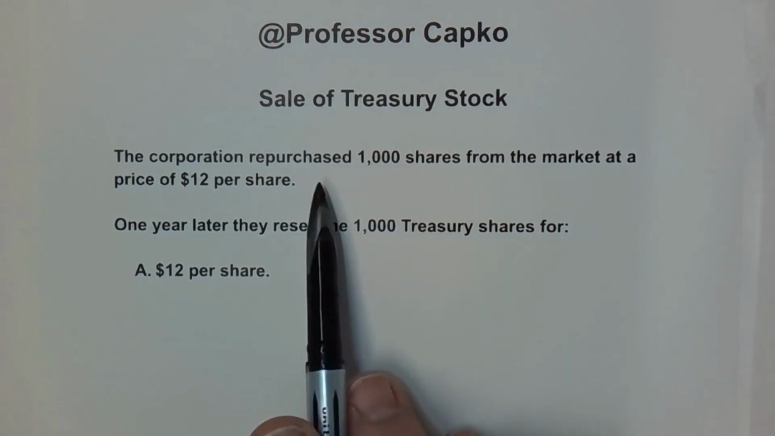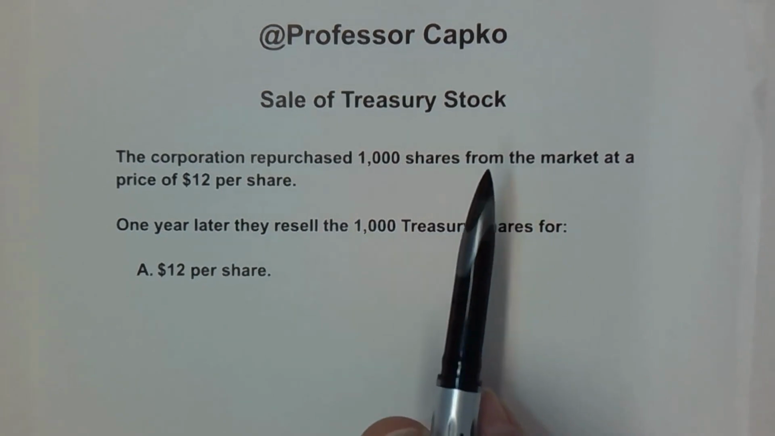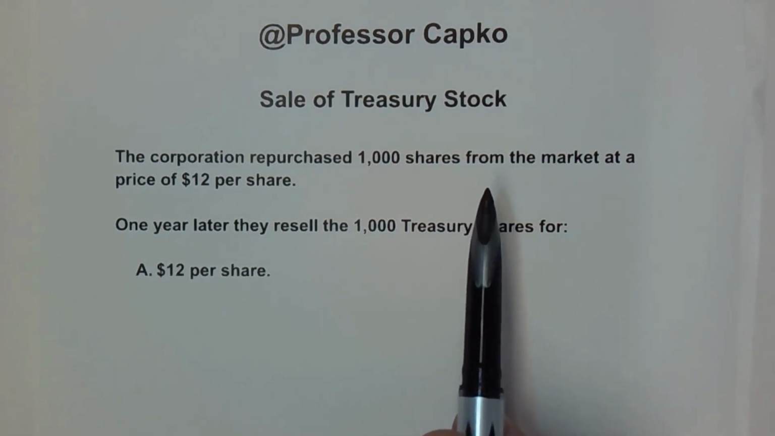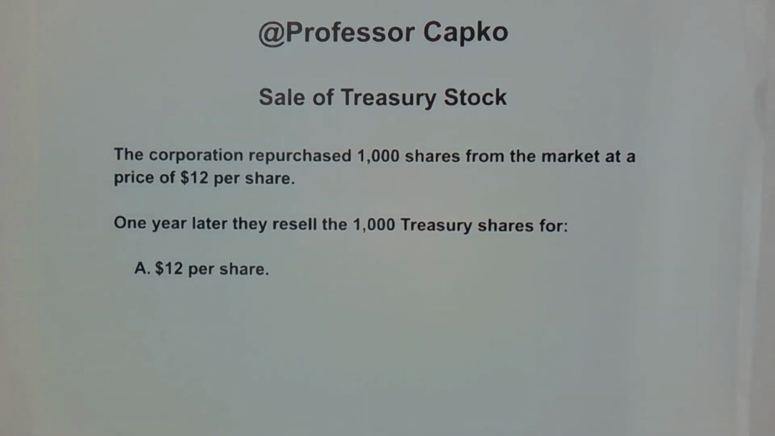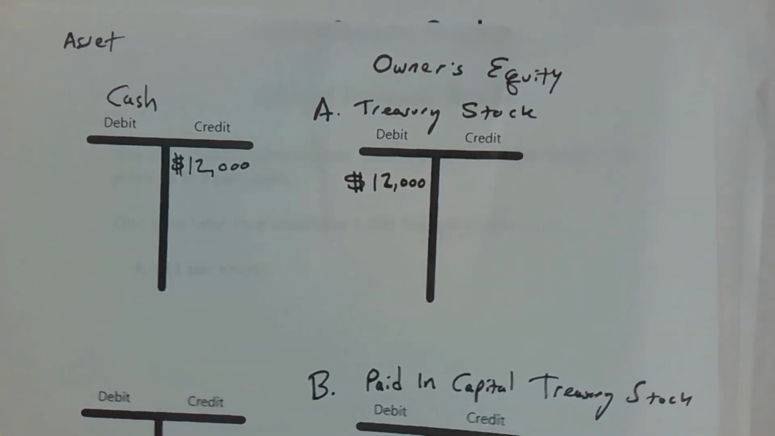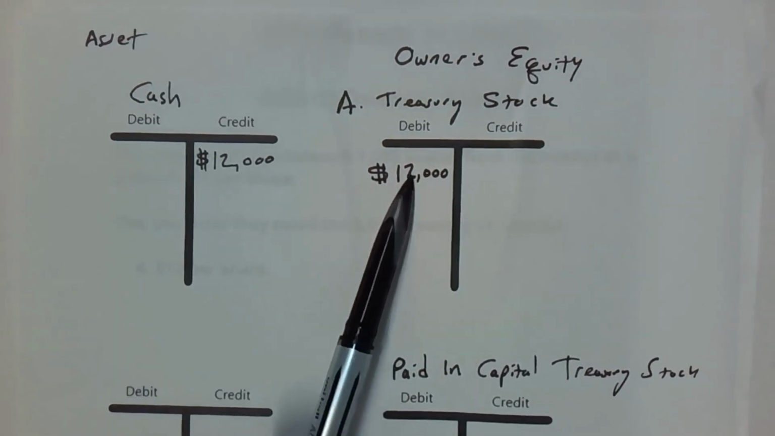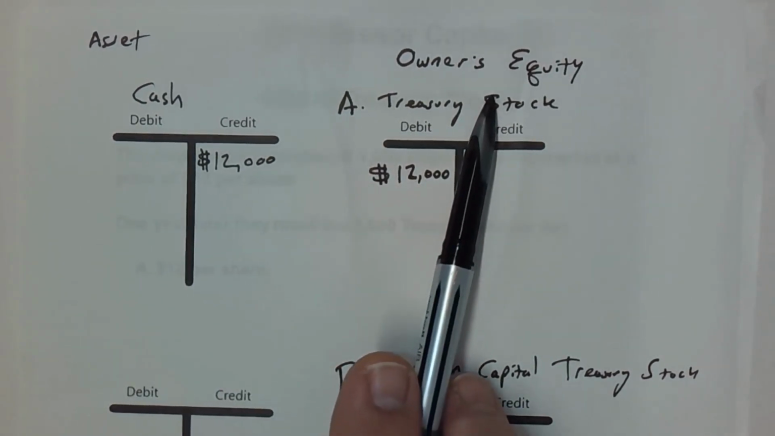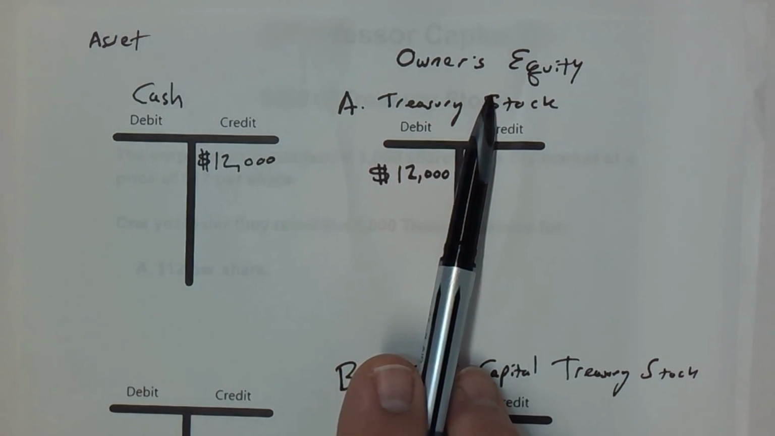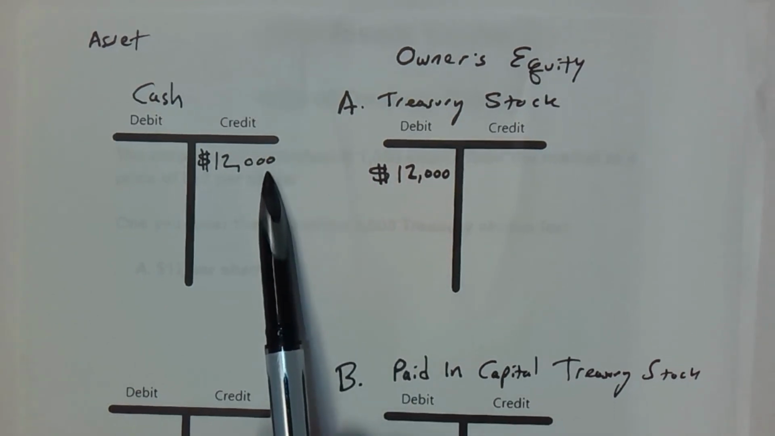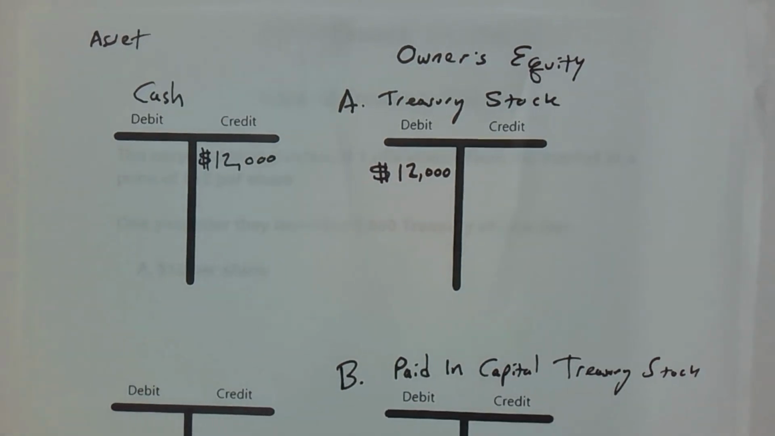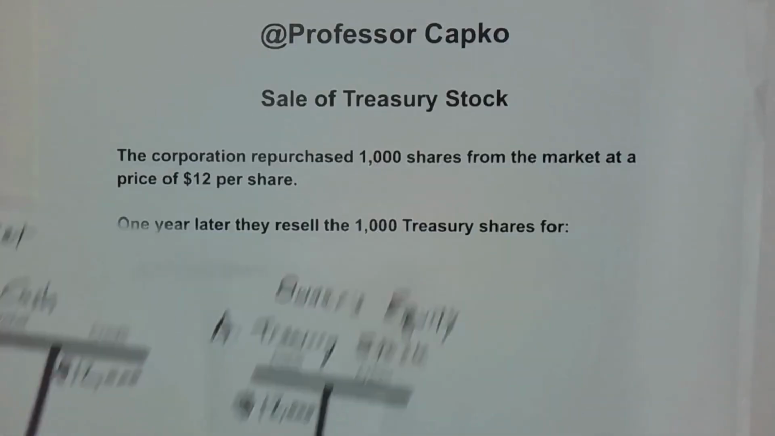In that transaction, a corporation had repurchased 1,000 shares from the market at a price of $12 per share, and that would have meant that the accounting for that was we debited our treasury stock, which is a contra owner's equity account. And again, watch that video for more detail on that. We debited the treasury stock for the $12,000 price, and we credited the cash for $12,000 because that cash was being paid out to whoever they bought the shares from.